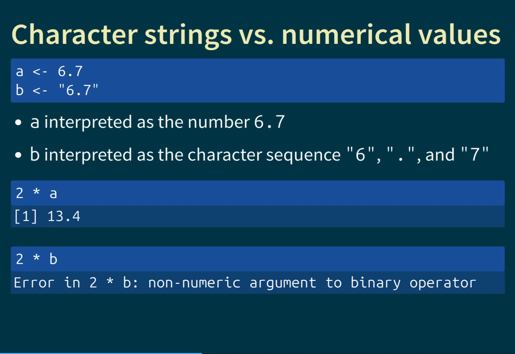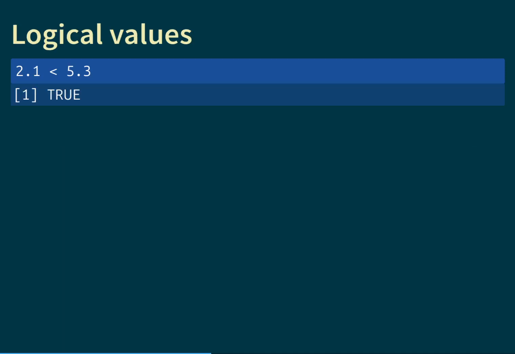Okay, so this was a quick introduction into the concept of character strings, textual data that we might represent as such in R. The next data type we are going to be discussing are logical values. As an experiment, you can try to enter in RStudio, in the R console, the following expression: 2.1, then the angle bracket, which stands for less than, and then the number 5.3. If you do this and press enter, you'll get back the result TRUE.